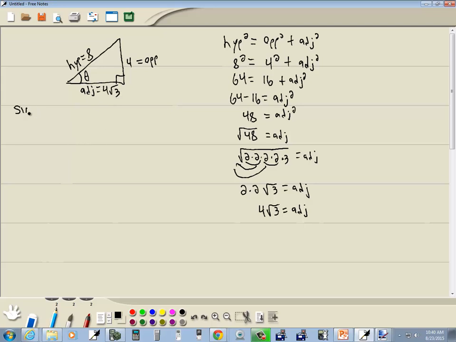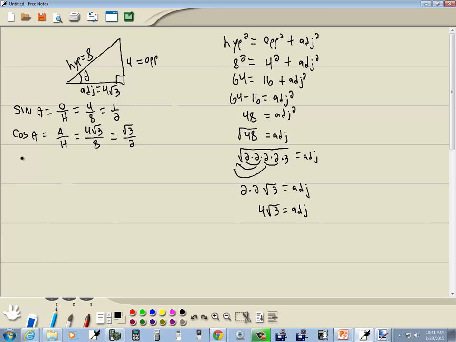Okay, now we're ready to find our different pieces. Sine is equal to opposite over hypotenuse. Opposite we said was 4, hypotenuse is 8, so that's going to give us 1/2. Cosine is equal to adjacent over hypotenuse. So we're going to have 4 square root of 3 over 8. Now 4 and 8 are both divisible by 4, so that gives us square root of 3 over 2.